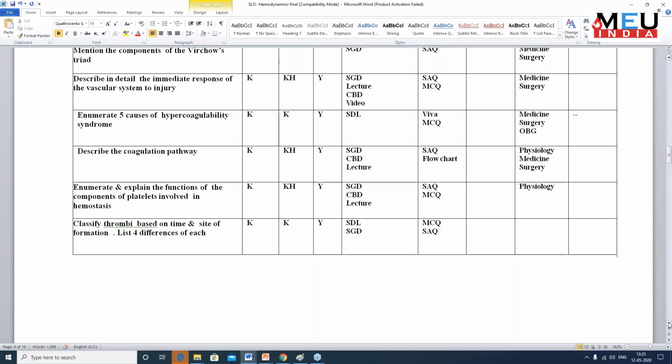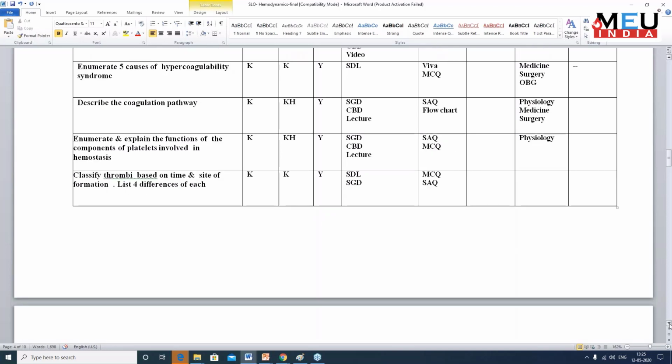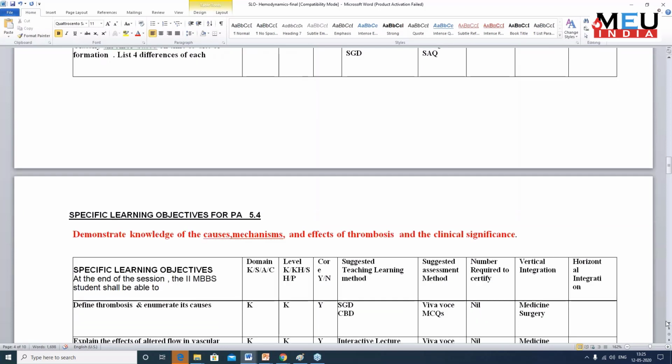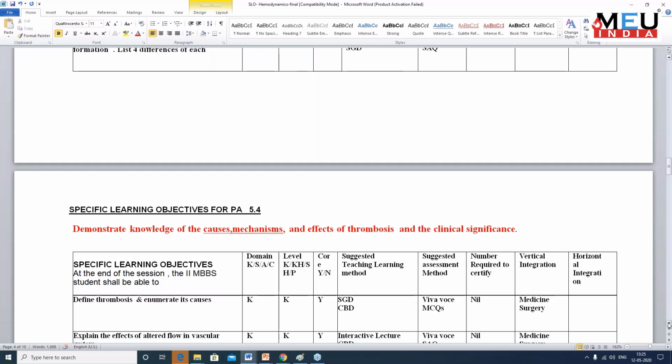And coming to the next component, the student has to be able to enumerate and explain the functions of the components of platelets involved in hemostasis. We are trying to cover all the three points of Virchow's triad.